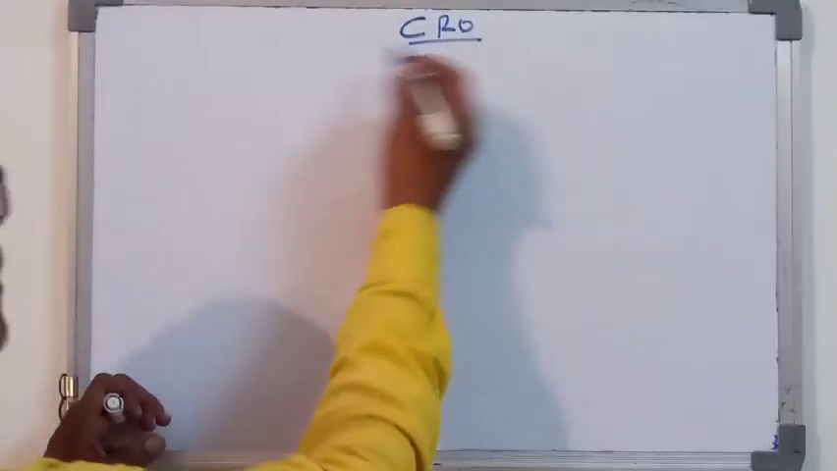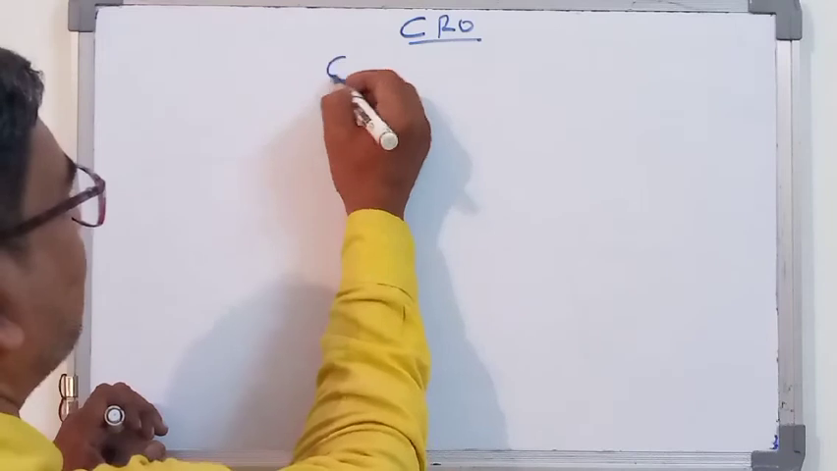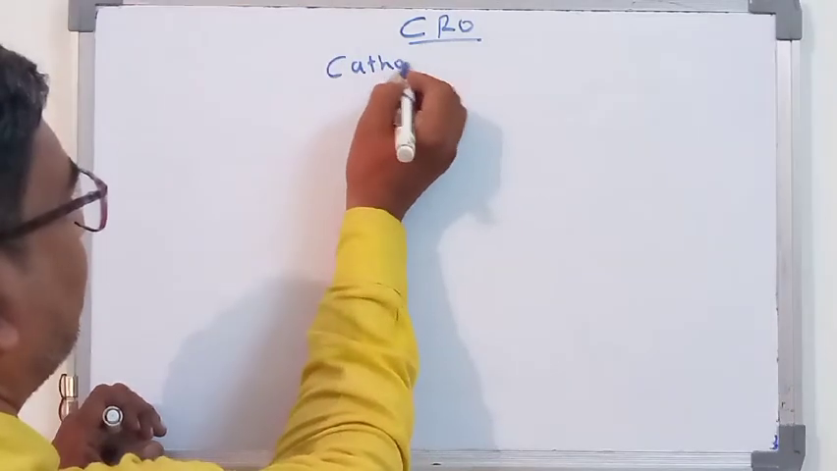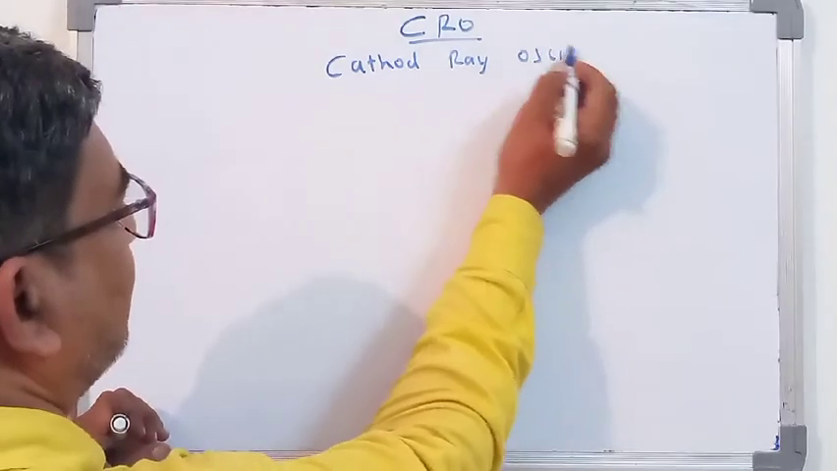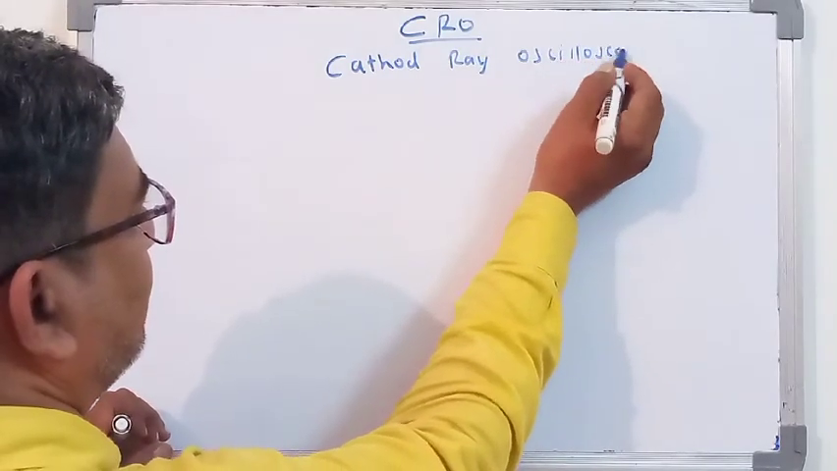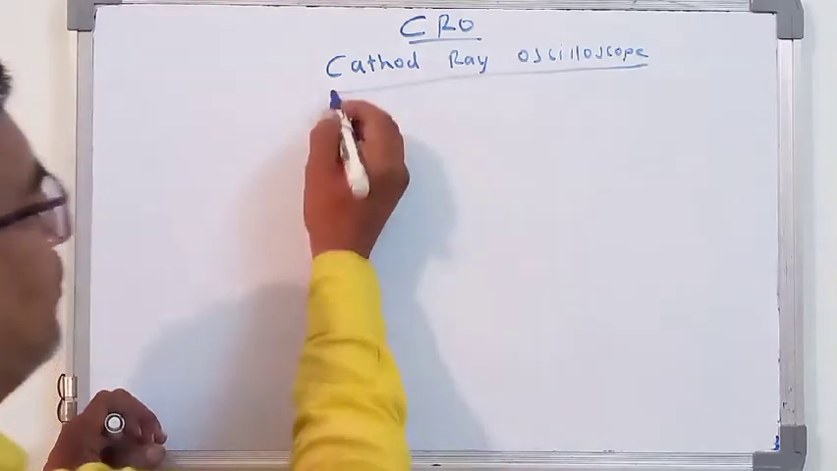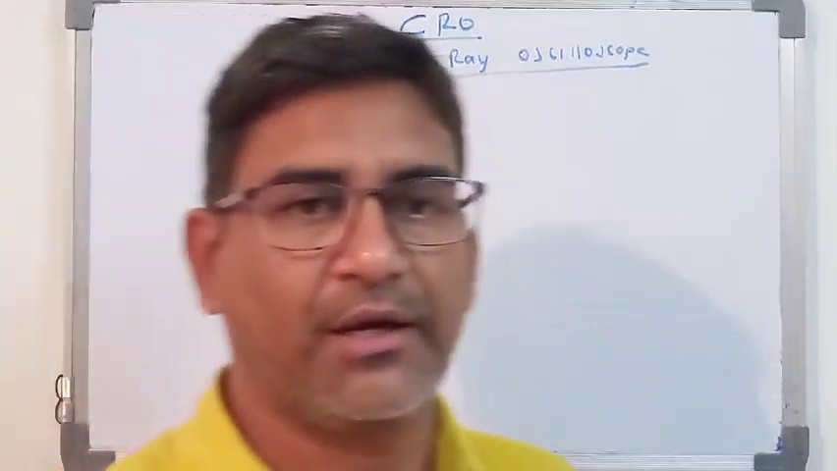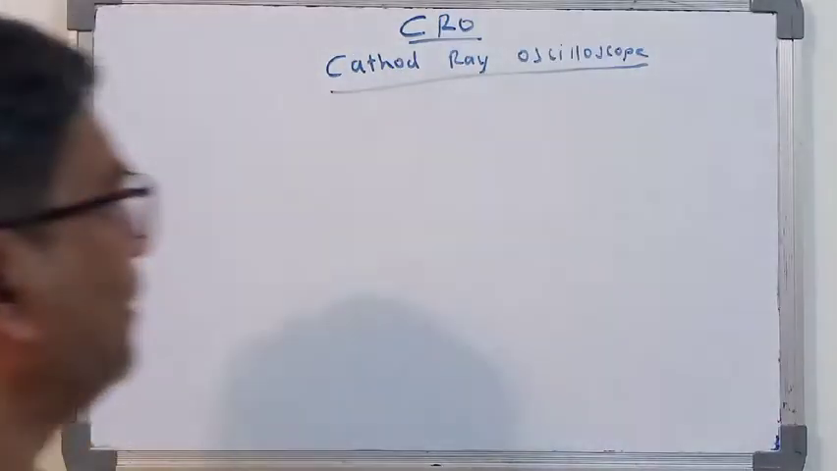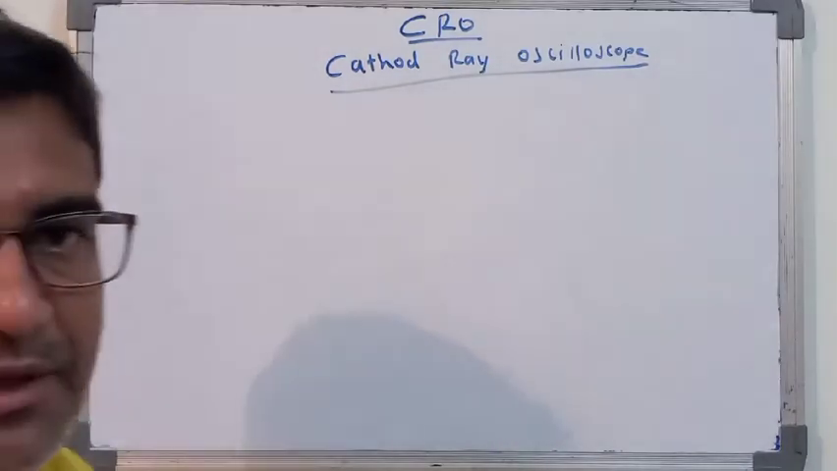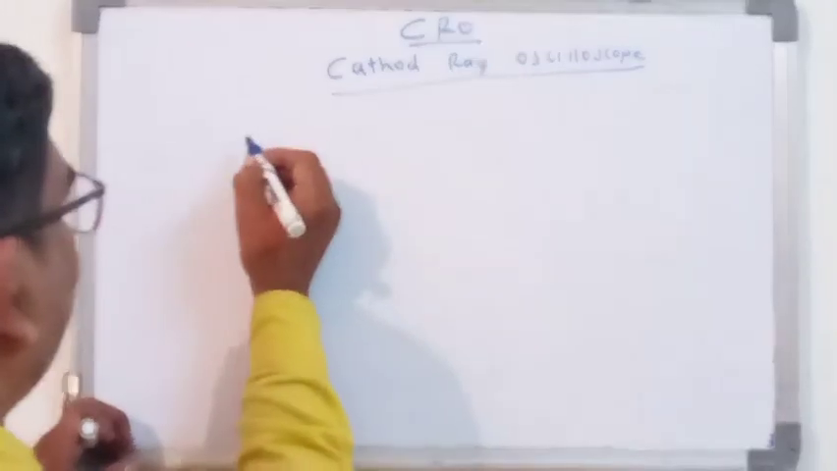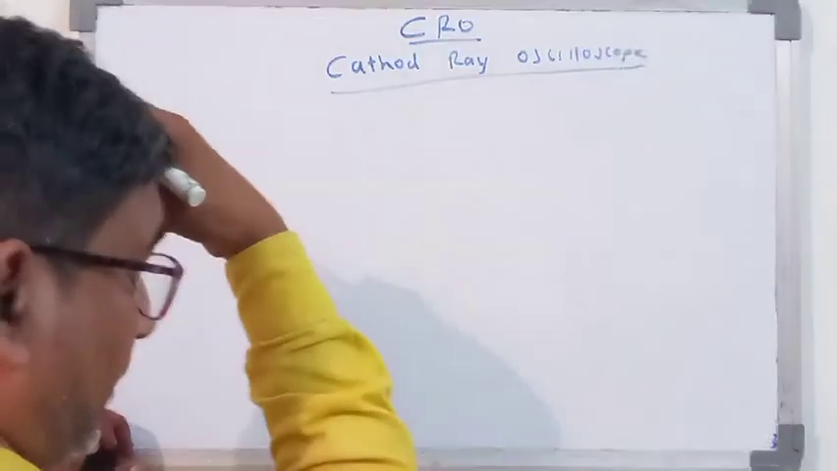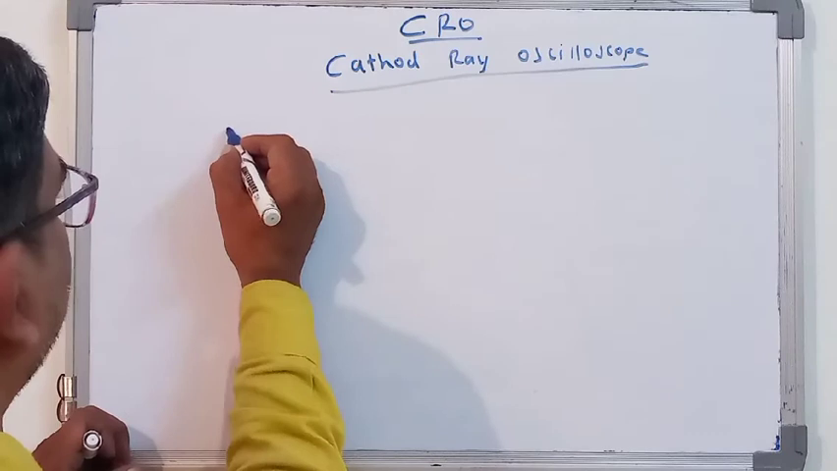This CRO is a cathode ray oscilloscope. Okay friends, now we will see the different blocks of the cathode ray oscilloscope. So very first you have the vertical attenuator.